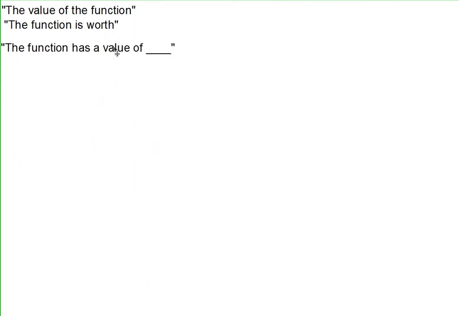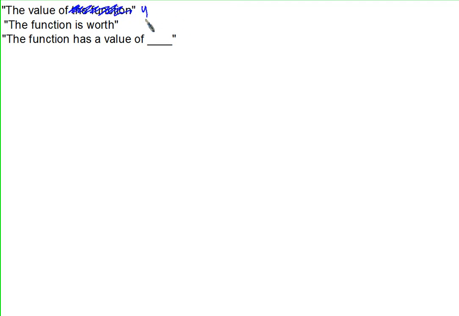Here we want to talk about when we see phrasing like the value of the function, okay? The value of the function, or the function is worth, or the function has a value of blank, okay? Or any variation of anything like this, we want to understand what that means. And when we say the value of the function is worth, the function has a value, we could replace things like the function with y. The function is worth, y is worth. The function has a value of, y has a value of.